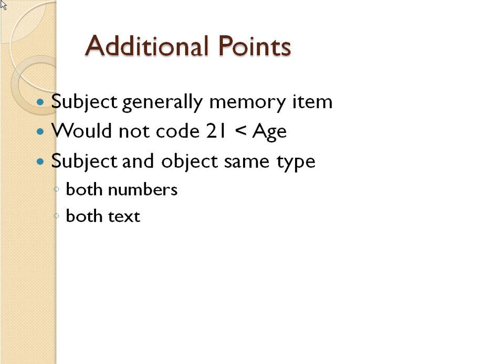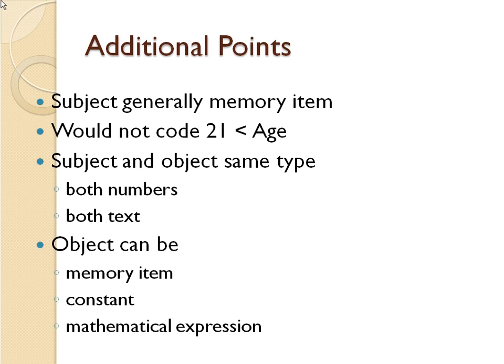The subject and the object must be the same type. Generally speaking, they need to both be numbers. Now, you can have a number that's an integer and a number with decimal positions, and you can safely compare those two because they're both numbers. Other rules might apply, especially in C++ and Java, but in Visual Basic, as long as they're numbers of any kind, you can compare them, or if they're both character type fields.